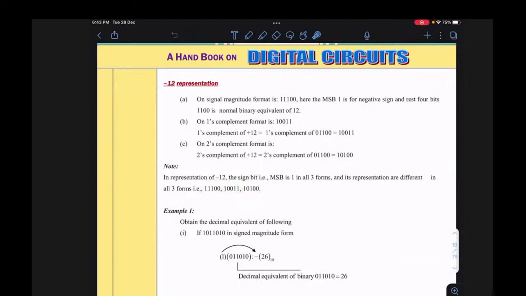What is the representation of minus 12? If the form is not specified, there are three answers: this, this, and this. What is the representation of minus 12 in 2's complement? This is the answer. What is the representation of minus 12 using 1's complement? This is the answer. What is the representation of minus 12 using sign magnitude? This is the answer. This is the way you have to deal with it.